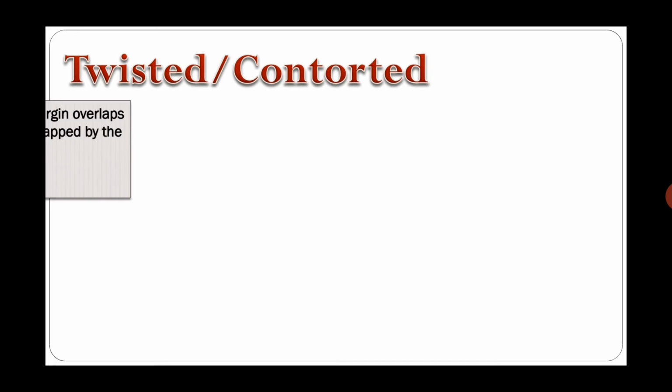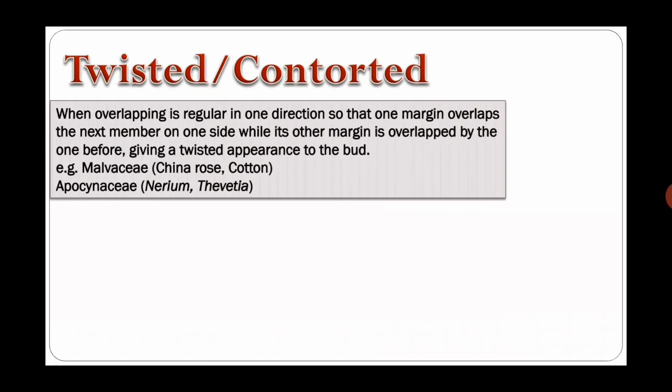Then the second type is twisted estivation or contorted estivation. Another name for twisted estivation is contorted estivation. What is this? When overlapping is regular in one direction so that one margin overlaps the next member on one side while its other margin is overlapped by the one before, giving a twisted appearance to the bud. For example, Malvaceae, China rose, and cotton, and Apocynaceae, that is Nerium and Thevetia.